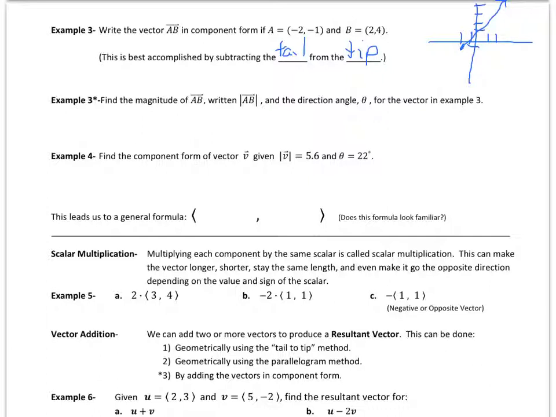Since it's AB, now again, with vectors, and I didn't point this out earlier, the order is important, the order that it's written in. So this tells us that A is the tail and that B is the tip. So to subtract these, we go 2, 4 minus -2, -1. So 2 minus -2 is 4, and 4 minus -1 is 5, and that is our vector in component form.